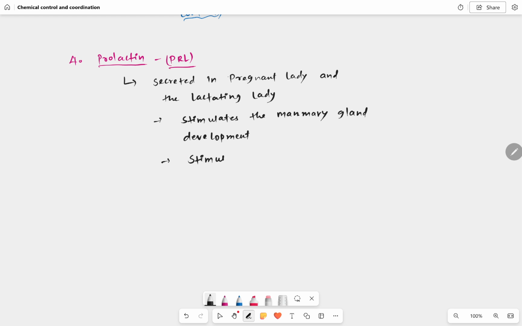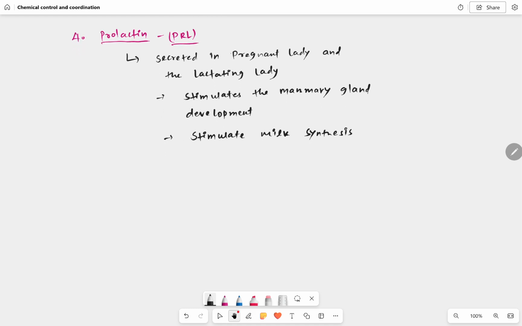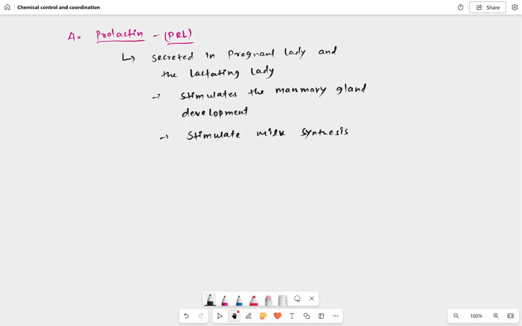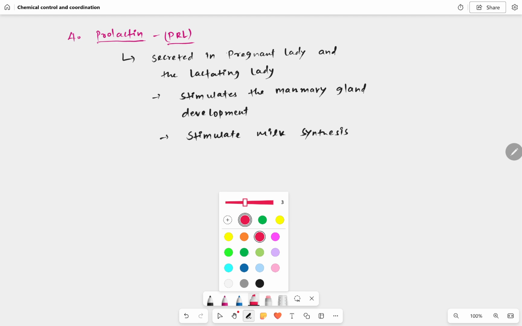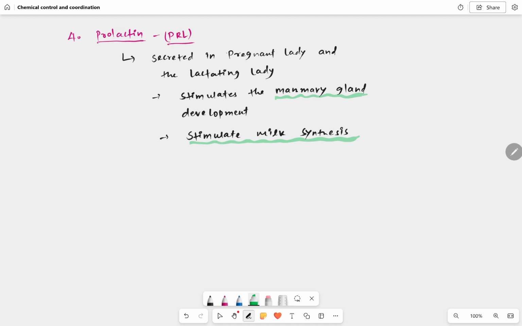Stimulate milk synthesis. So prolactin is a very important hormone which is basically secreted by the anterior pituitary, and it is most frequently seen in the pregnant lady and lactating women, where its role is to induce the development of the mammary gland, and also it stimulates the milk synthesis, right? So this is the role of prolactin.